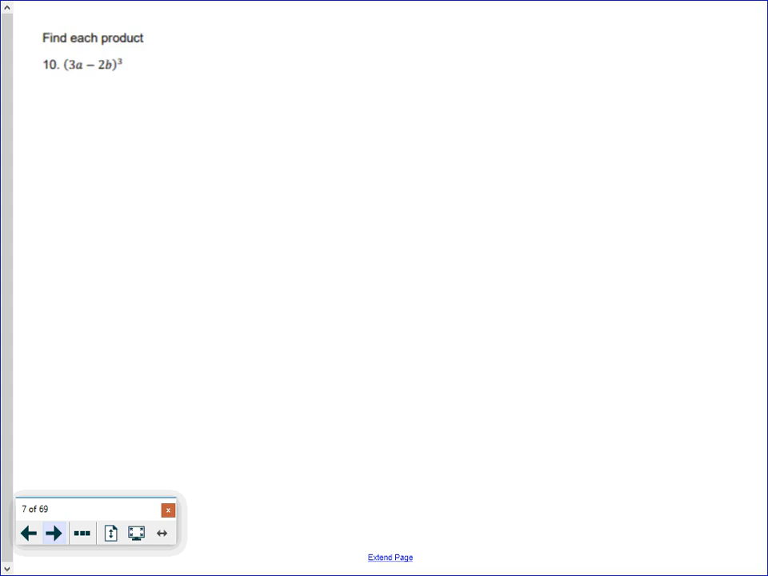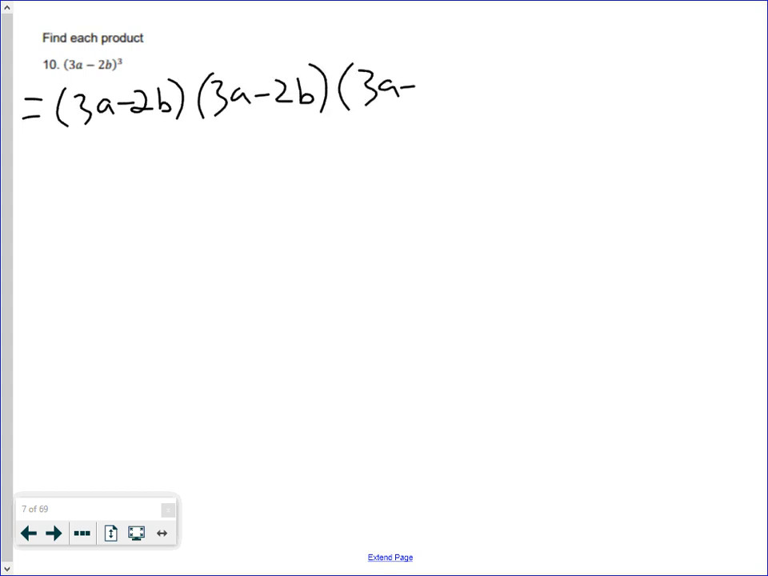Let's keep on going. Now we're going to go on to number 10. We're going to find each product: 3a minus 2b, all cubed. If we're cubing that, it's the same thing as 3a minus 2b times 3a minus 2b times 3a minus 2b. Since these are all binomials, we have to FOIL it out. We can't just distribute out that cube like we talked about a little bit in module 12. You have to FOIL it all out.